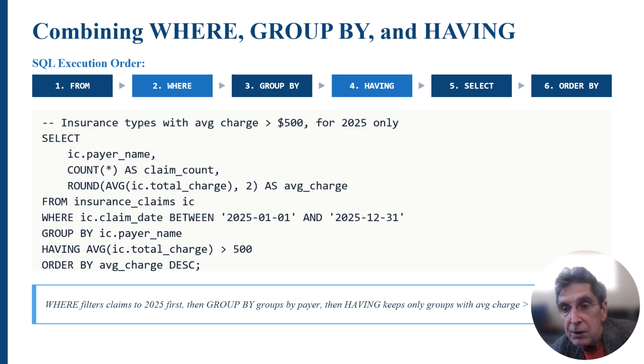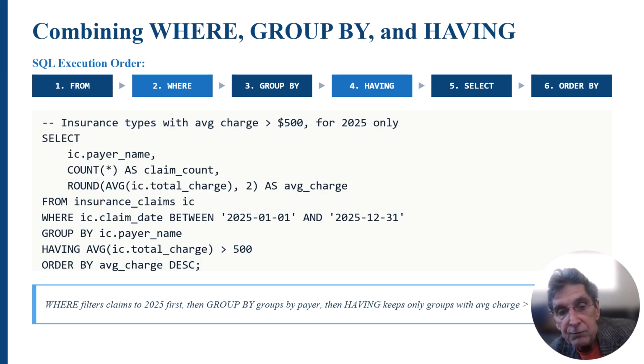The example query here demonstrates all of these working together. We're looking at insurance claims, but only for 2025. Where filters the date range first. Then we group by payer name. Then having keeps only the payers whose average charge exceeds $500. And then finally we order by average charge descending.